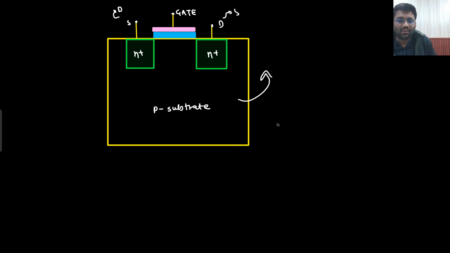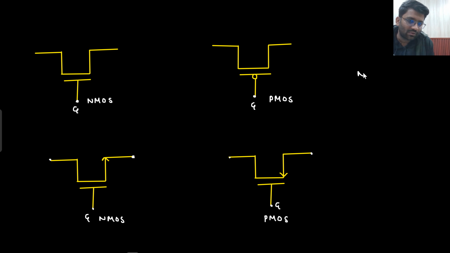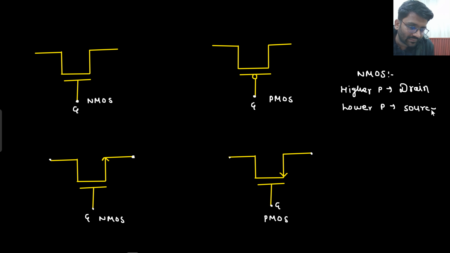That's why, using the physics, which can be explained in a comprehensive course. But here, after studying all the physics, what we conclude is that in case of NMOS, the one which is at higher potential would be known as drain, and the one which is at lower potential would be known as source. And in case of PMOS, the one which is at higher potential would be known as source, and the one which is at lower potential would be known as drain.